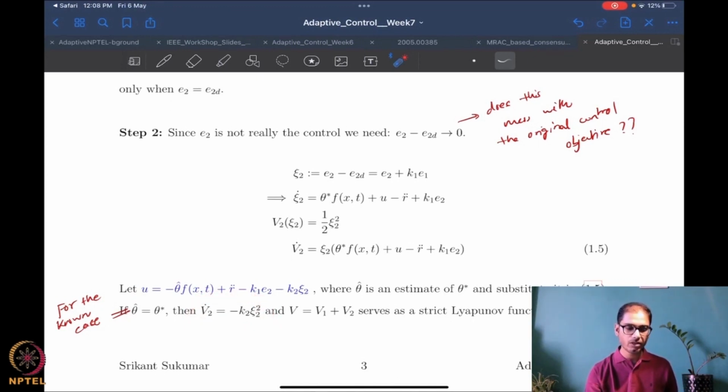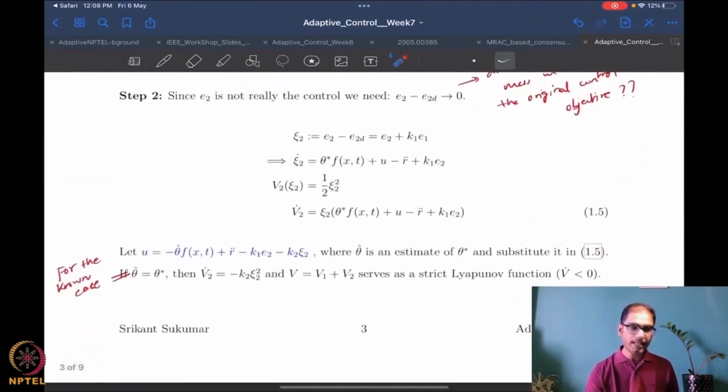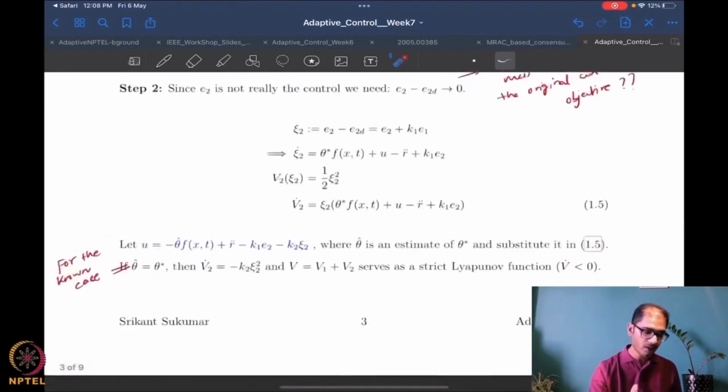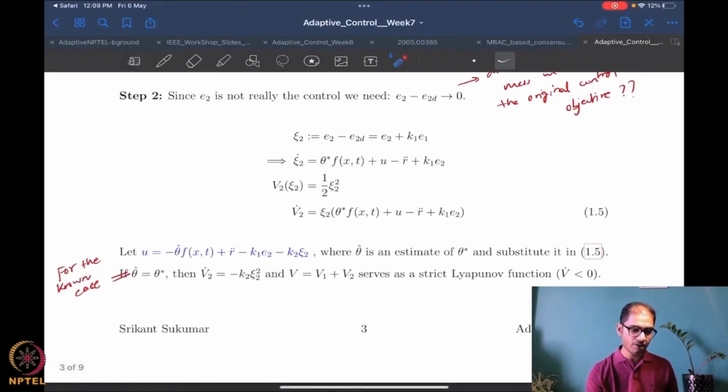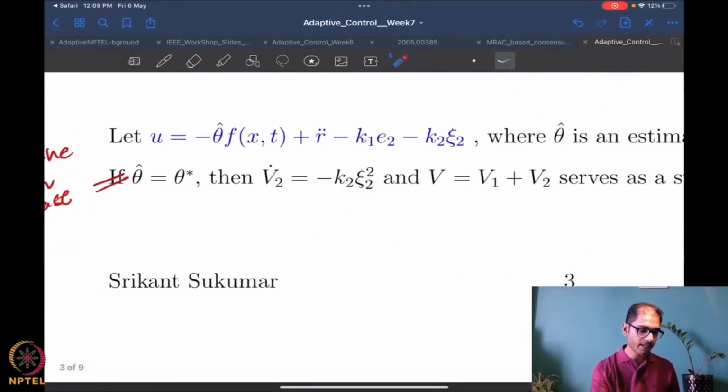Okay, V2 dot is minus K2 psi2 squared. And what happens? V equal to V1 plus V2 serves as a strict Lyapunov function. Okay, so this is not complete yet. Because remember, what we computed here was V1 desired dot, not actually V1 dot. So the analysis is a little bit remaining. So I will complete that here.